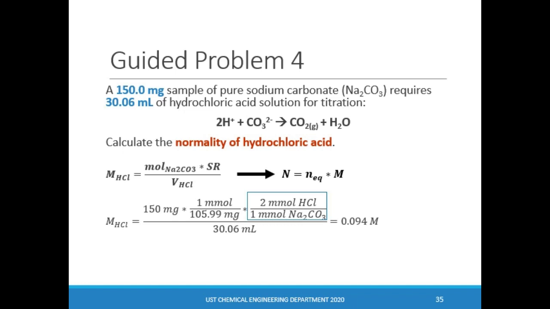Once we have the millimoles of HCl, we divide that by the volume of HCl used to obtain 0.094 molar. We convert this to normality by multiplying it by the factor n. Since HCl only has one H+, then the factor n is just equal to 1. Solving, we get 0.094 normal, which is just the same as the previous solution.